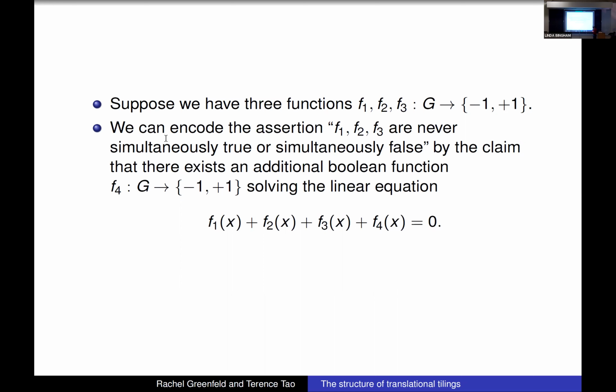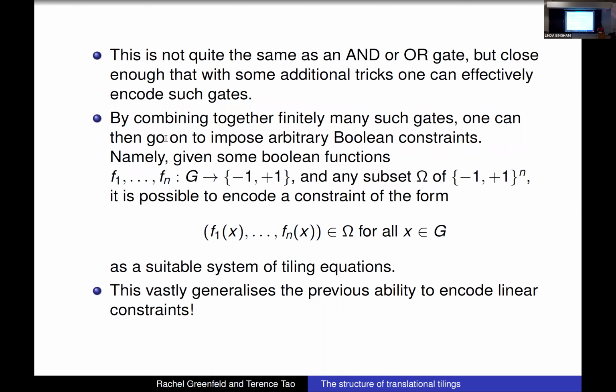The reason is that you can encode that as a linear equation involving a 4th Boolean function. If you have 3 functions taking values in -1 and 1, and you require that there's a 4th Boolean function so that they all sum to 0, that can only happen if the first 3 functions are never all +1 or never all -1. Because if these functions are +1, +1, +1, the fourth has to be -3, and that's not a Boolean function. So throwing in a 4th function and imposing this linear constraint gives you something like an and or gate. It's a ternary gate, but it turns out to be complete enough. With some additional tricks, it's almost as good as and or.